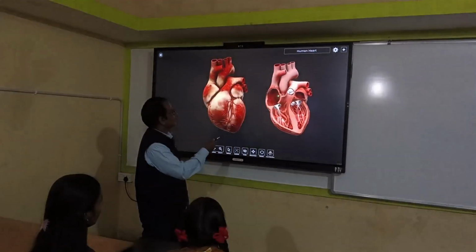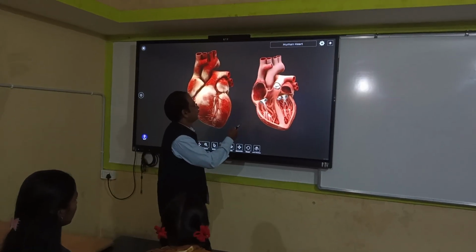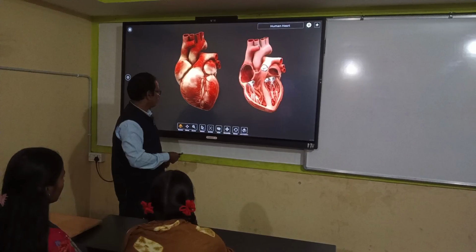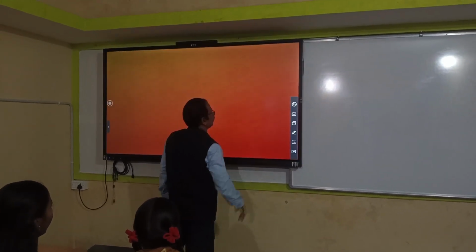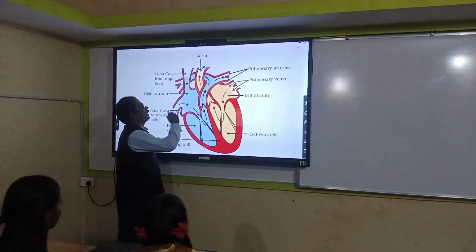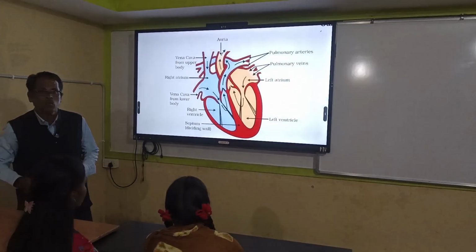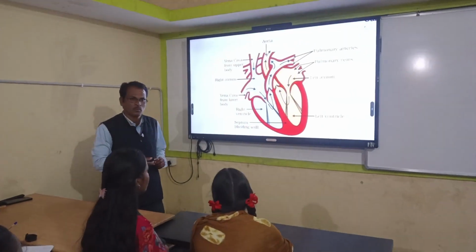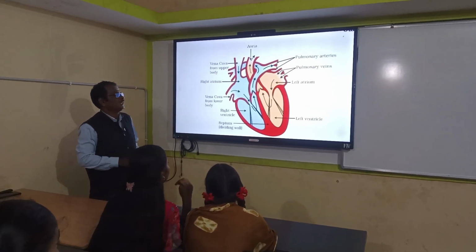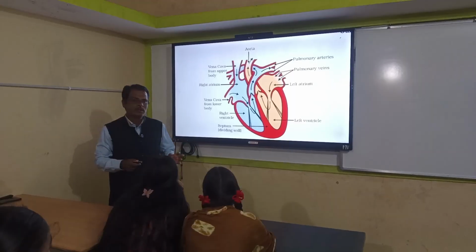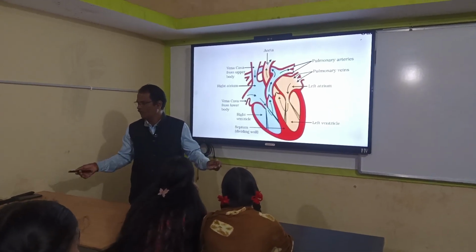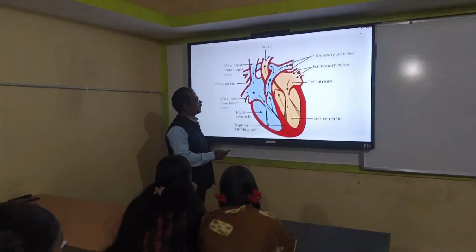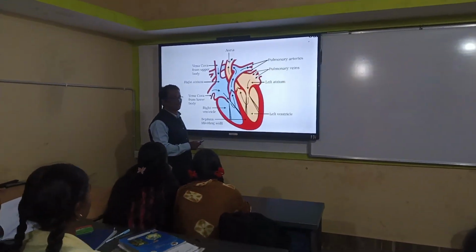In this cross section, these two are the atria or auricles, and these two on the lower side are the ventricles. Now the functioning process: how the blood moves from the heart to all parts of the body, and how we get energy through this blood supply. The blood is supplied to all parts like the brain, kidneys, legs, fingers, hands, all parts of the body. The blood is supplied from the main part, the left ventricle.